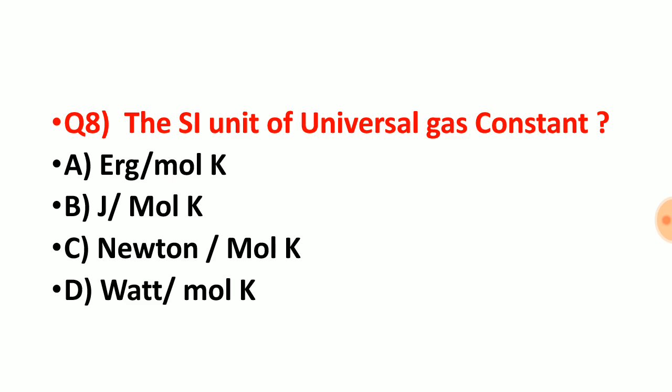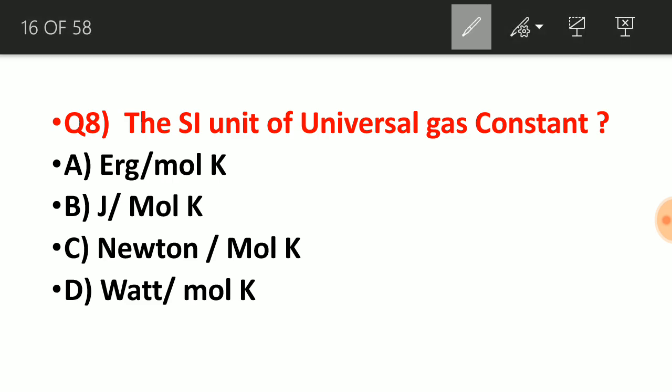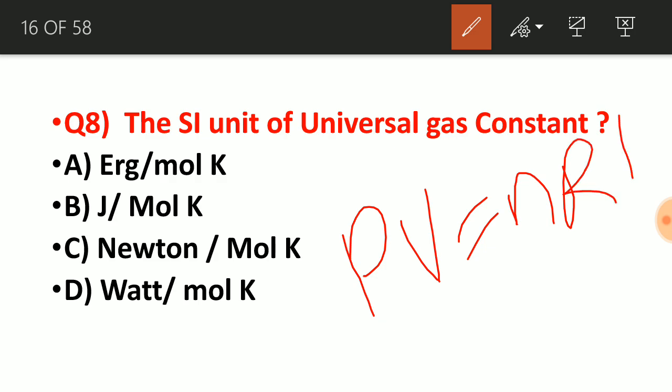Question number 8. The SI unit of universal gas constant is... As we know that PV is equal to nRT. Here P and V. If we multiply P with V, we will get joule. If we multiply P with V, we will get energy. P is equal to force upon area.